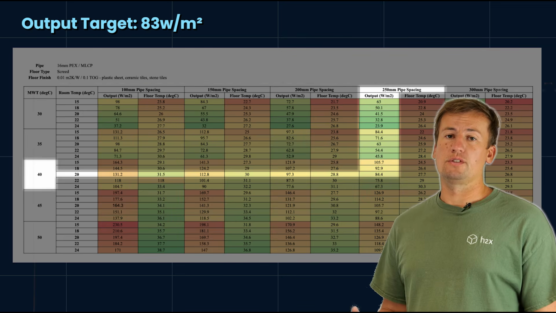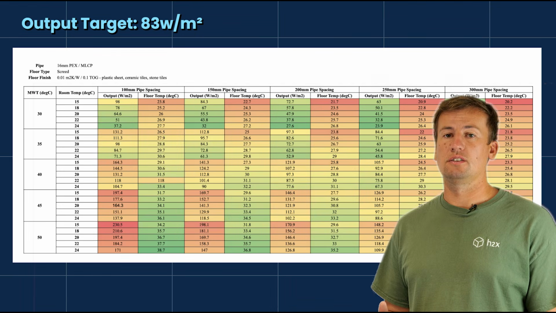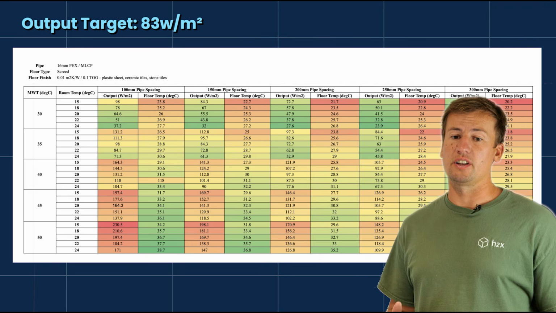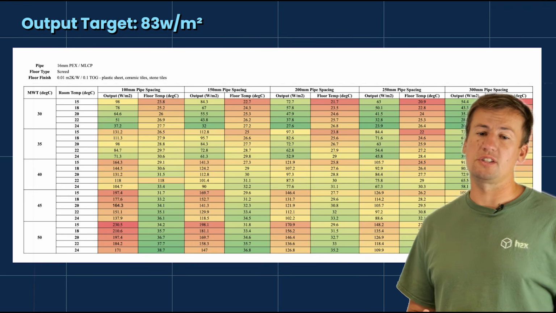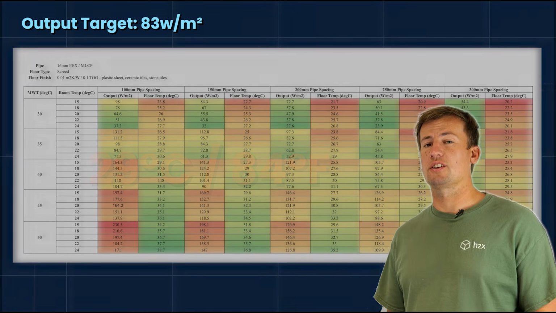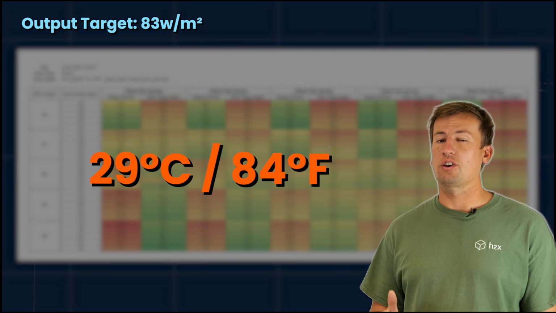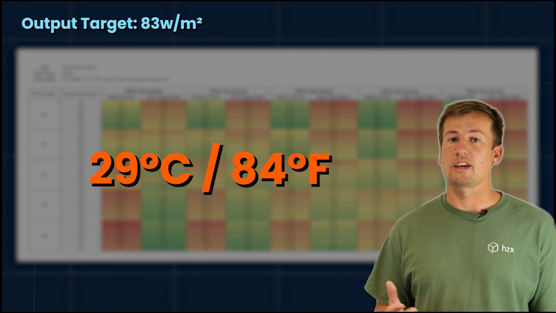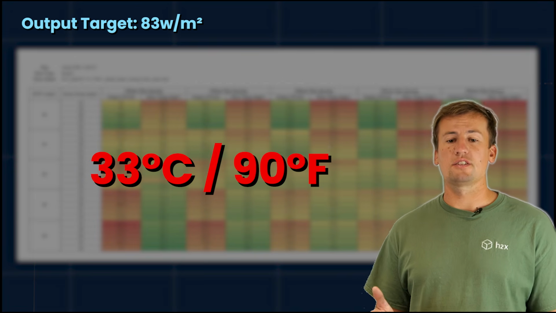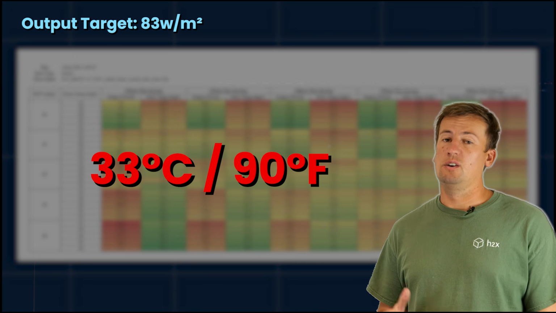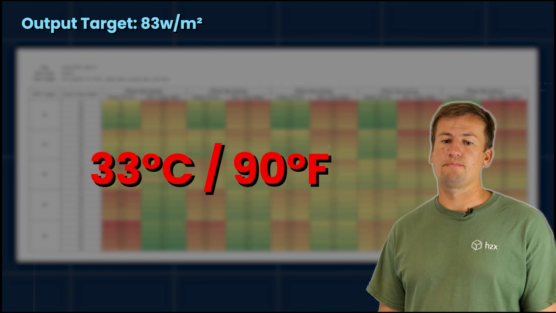And it is critical to monitor the floor surface temperature to ensure occupant comfort and to prevent damage to the floor finish. According to the industry standards, you don't want to exceed 29 degrees Celsius or 84 degrees Fahrenheit for occupied zones like living rooms or kitchens. In wet areas like bathrooms, you don't want to exceed 33 degrees Celsius, which is around 90 degrees Fahrenheit.